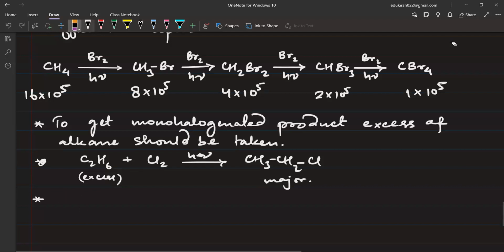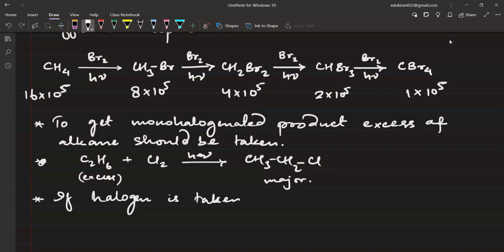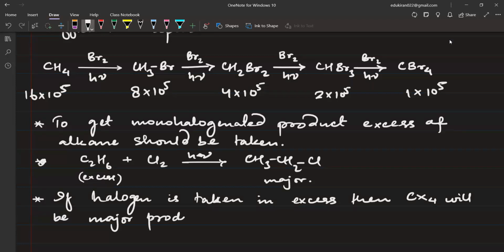You can write another point. If halogen is taken in excess, then CX4 will be the major product.